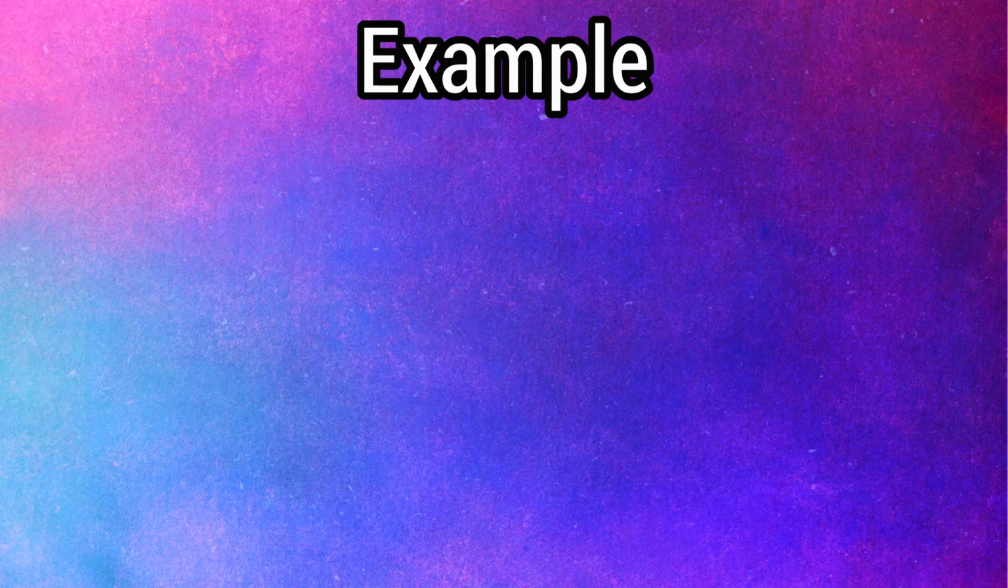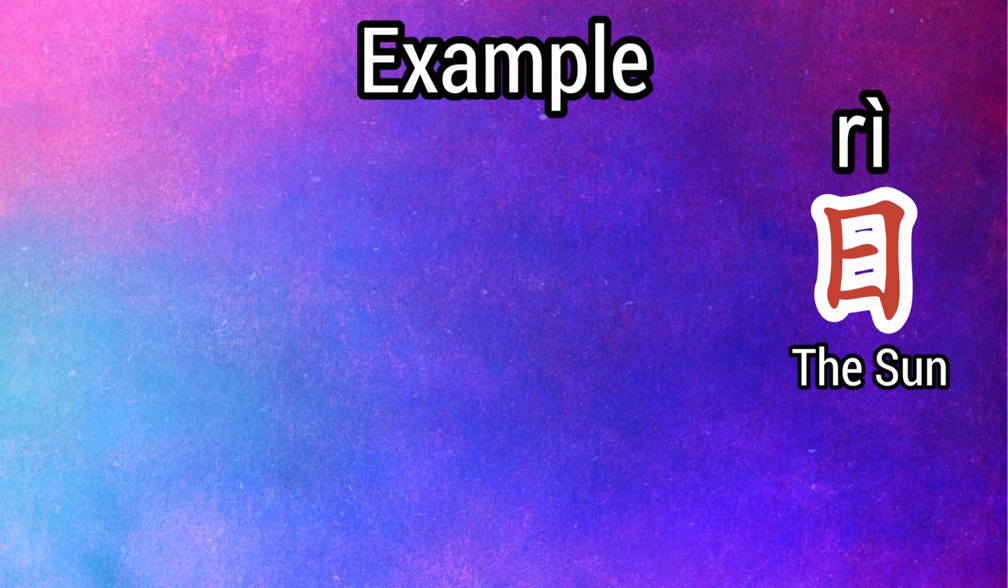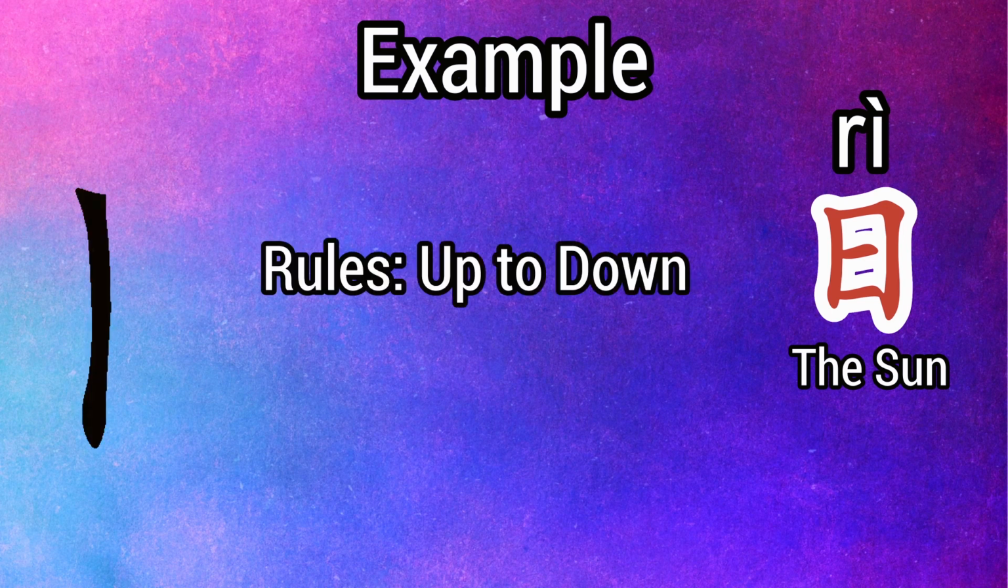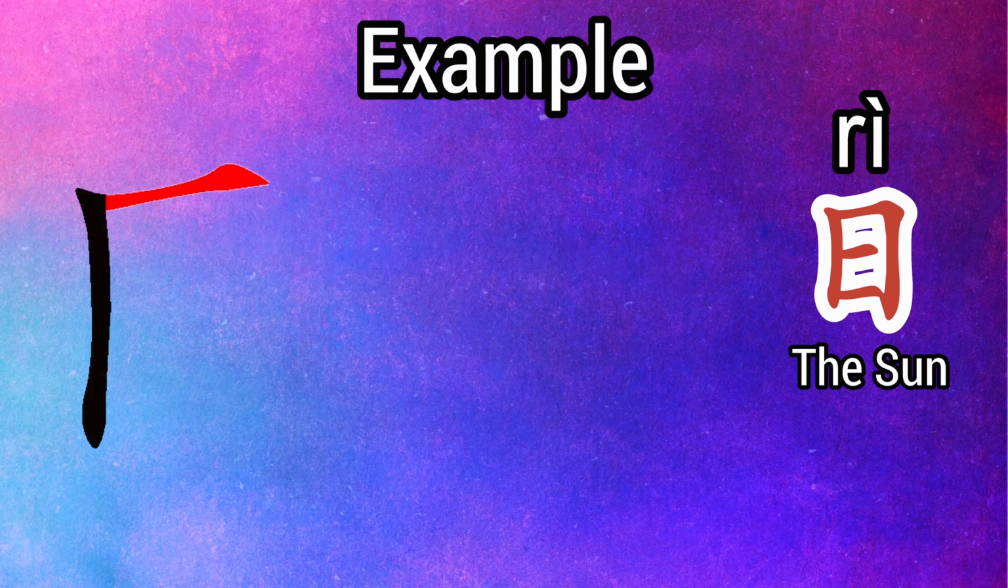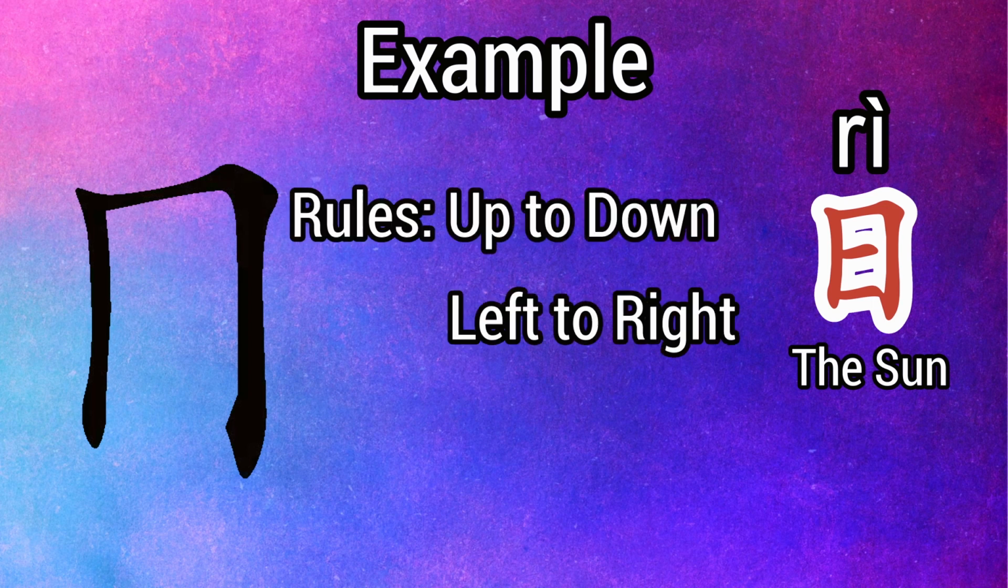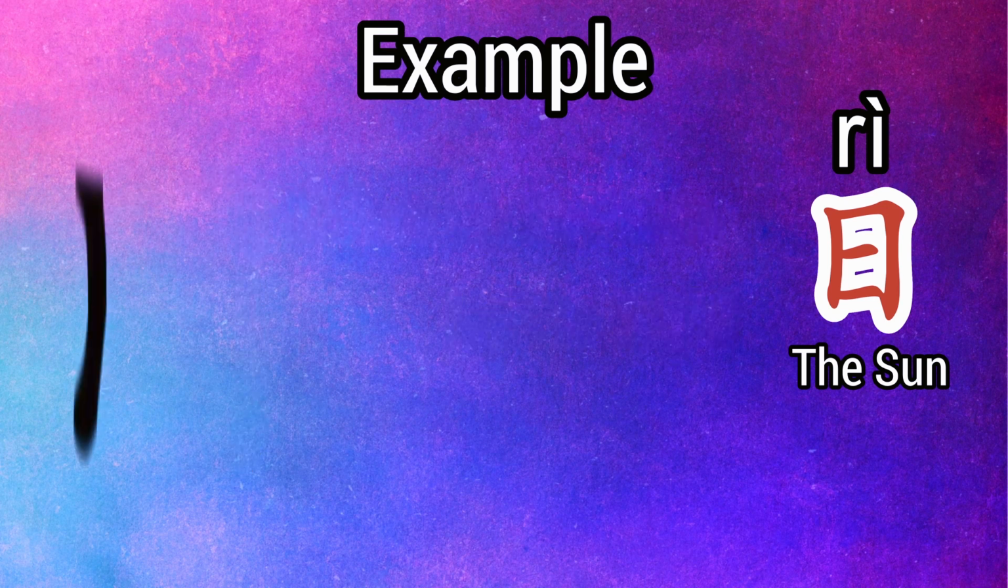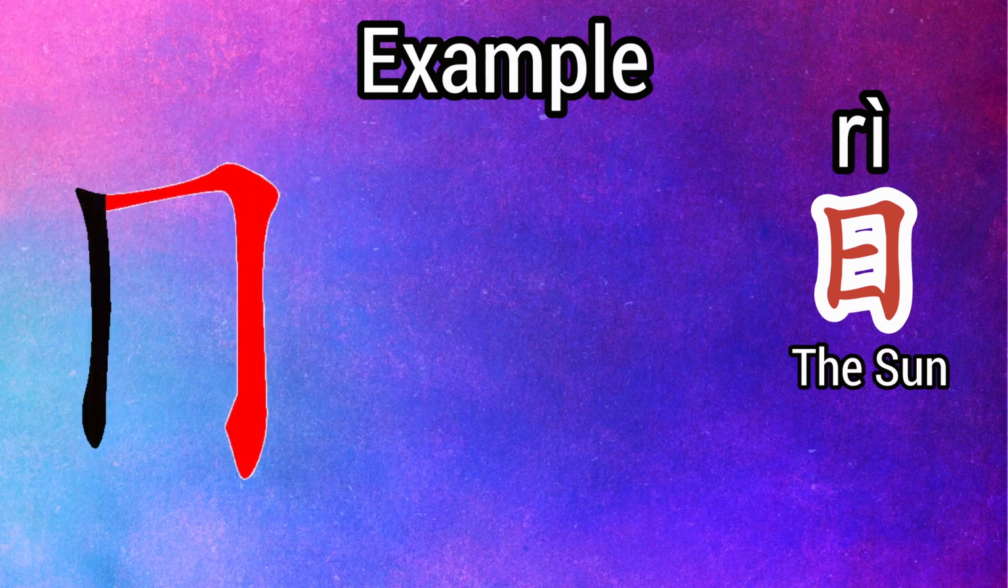For the character 日, it means the sun. How do we need to write it? First, we need to write the vertical, right? It's because from up to down. And then what we need to write is the horizontal turning. Why is that? Do you still remember the rules? From up to down, from left to right. The vertical is on the left side, and then horizontal turning is on the right side. So from left to right.